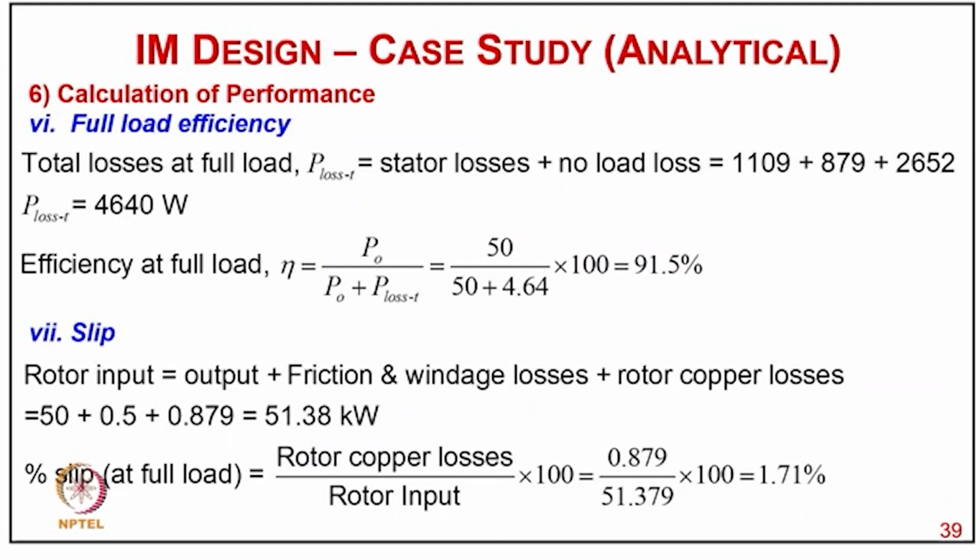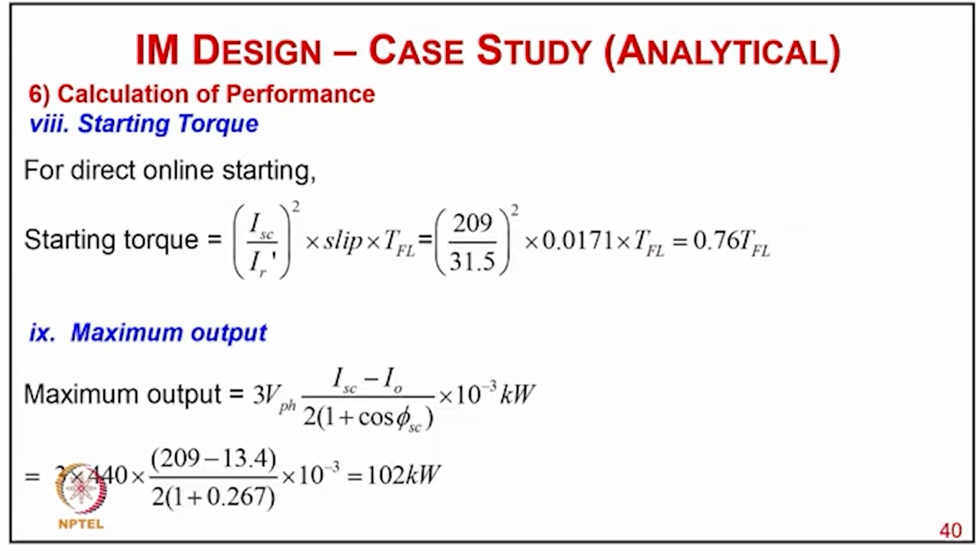Now, considering the calculation of the slip at full load, the rotor input is equal to output plus friction and windage plus rotor copper losses. Putting the values, it comes like 51.38 kilowatt, and the percentage at full load will be rotor copper loss divided by rotor input into 100, so it comes 1.71% as the full load slip.